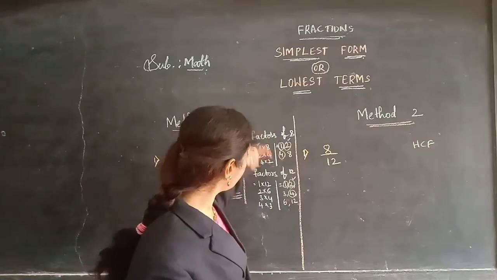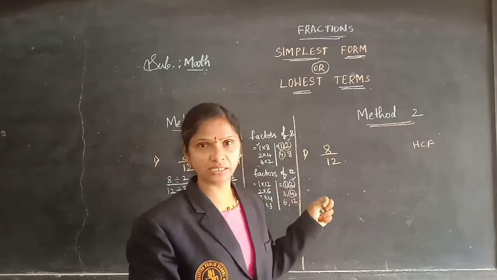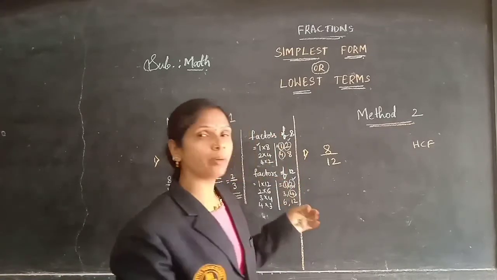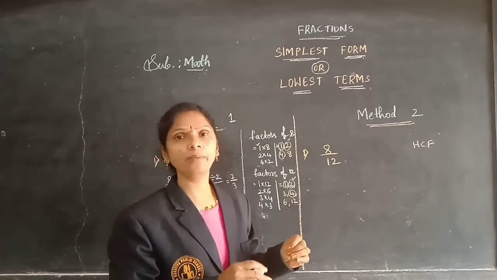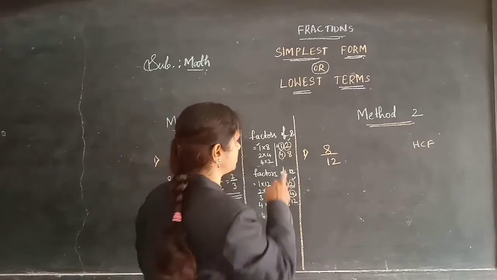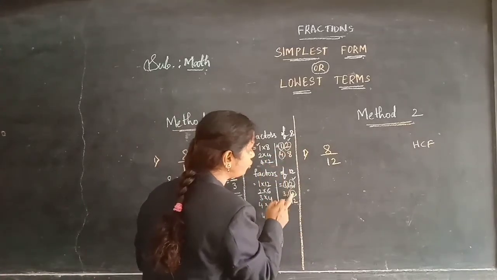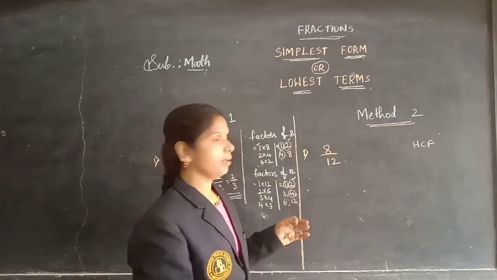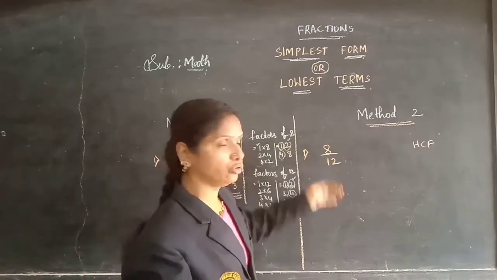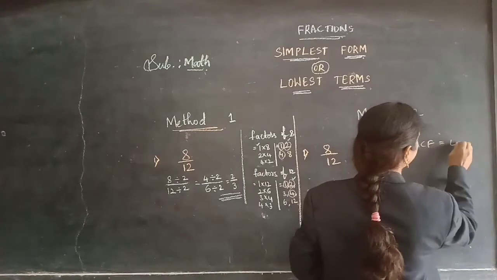What is here? Already I wrote the common factors, children. So what is the highest common factor? Highest means the bigger one in the common factors, children. Okay, the bigger number in the common factors. 1, 2, 4 are the common factors. The bigger one is 4. Means HCF of 8 and 12 is 4.